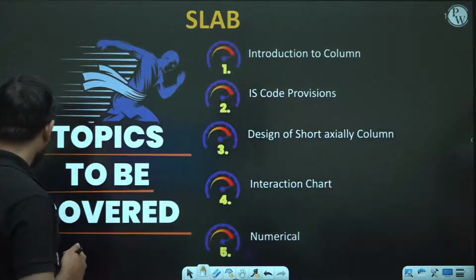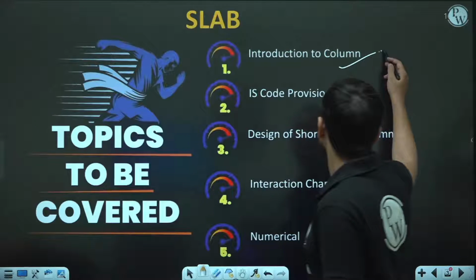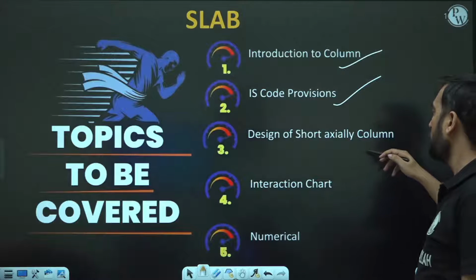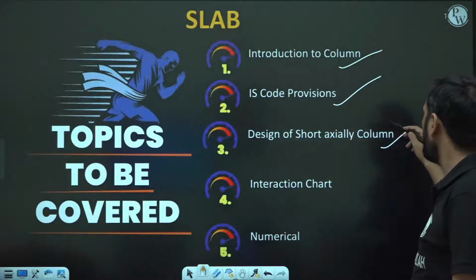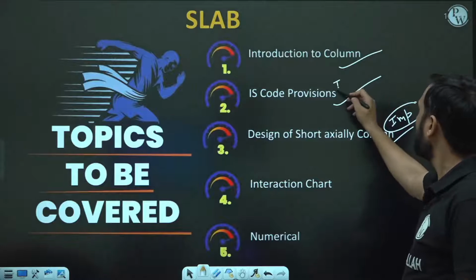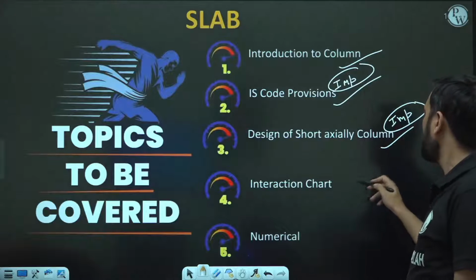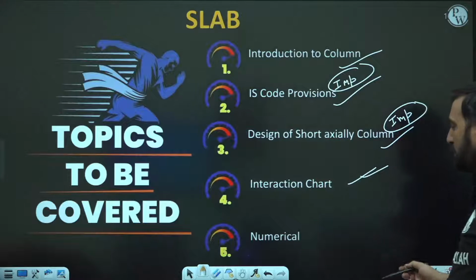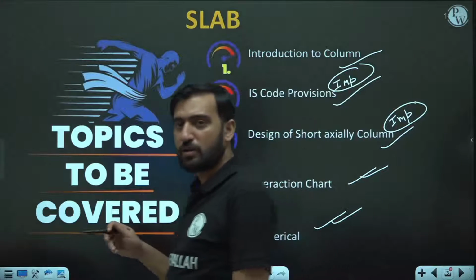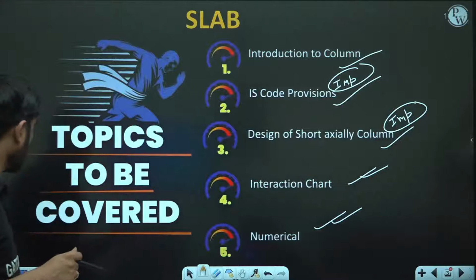The agenda for today's class is introduction to column, the various codal provisions, and design of short axially loaded column. It is important for us. The IS code is also important for us. Then the interaction chart; chances are less, but yes, it is still required. And one numerical I have taken on short axially loaded column.